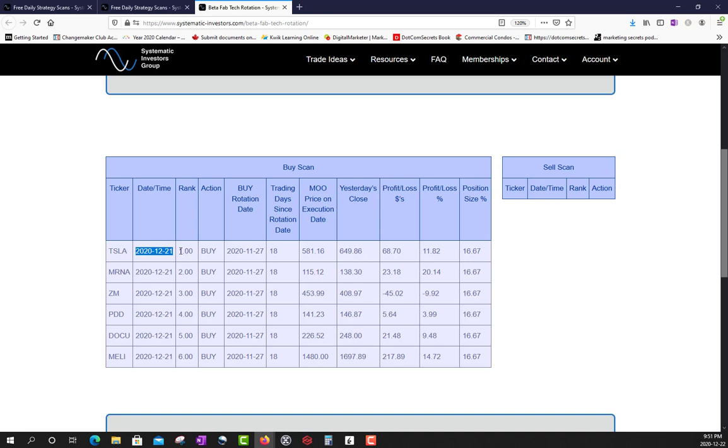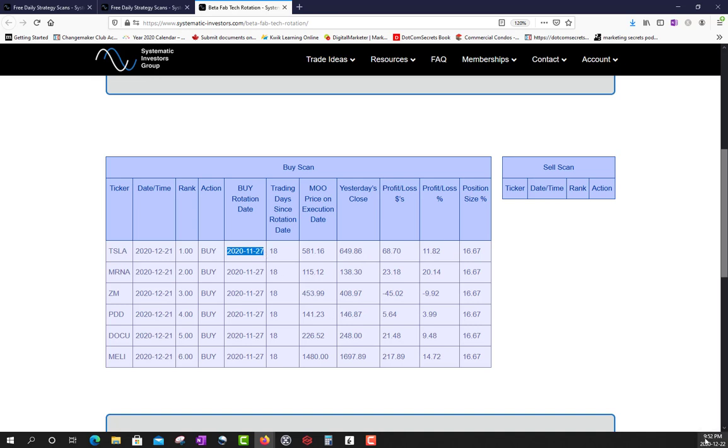So what this is telling you is the rank. The action buy tells you that we still want to hold this in our portfolio. If the model were to suggest to sell it, you would see something there that says pound sign, so it would be the pound sign exit. We don't see any of those signals there right now. Now, the buy rotation date is essentially the date that the strategy rotated on.